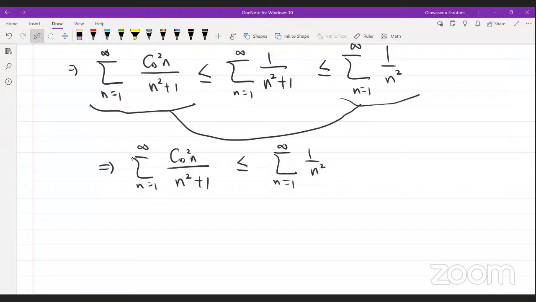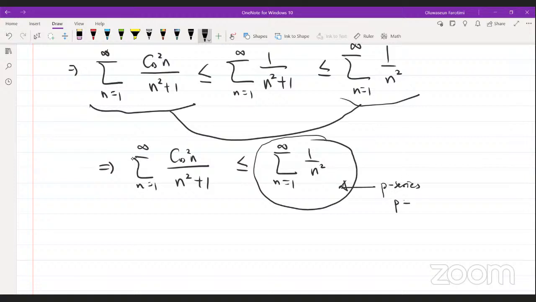Now, at this point, we have to think about this series. What's the behavior of this series? Does it converge or diverge? Okay, so this guy is a P series, right? Where P equals 2. 2 is greater than 1, that means it converges.